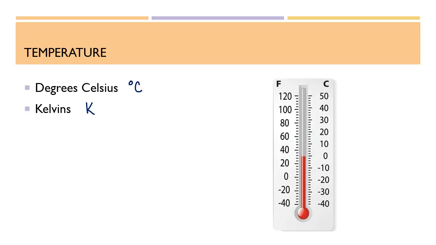the lowest possible temperature that you can achieve is 0 kelvins. This is equivalent to negative 273 degrees Celsius. So kelvins does not go into the negatives. That's what makes it an absolute scale.